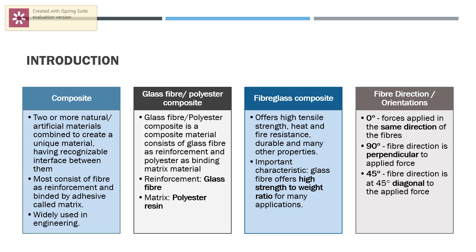There are many ways of fabricating composites according to fiber direction or orientation, but there are three orientations that will be highlighted in this study. That is 0 degree, in which force is applied in the same direction as the fibers; 90 degree, in which fiber direction is perpendicular to the applied force; and 45 degree, in which fiber direction is at a 45 degree diagonal to the applied force.